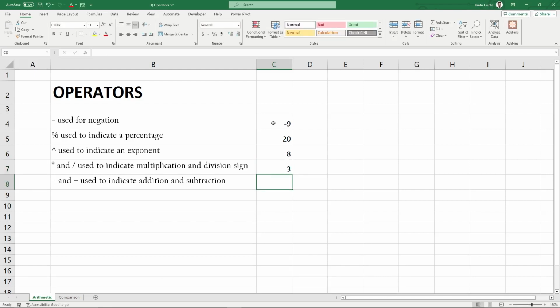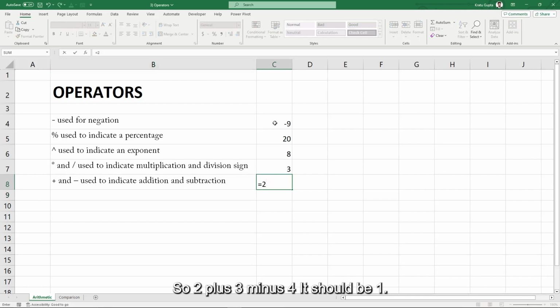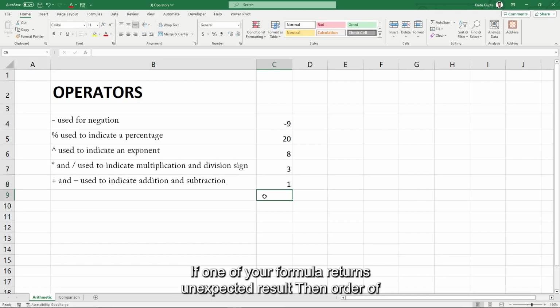And then the plus and minus signs are used to indicate addition and subtraction. So 2 plus 3 minus 4 should be 1. If one of your formulas returns an unexpected result, then order of operations and parentheses are a great place to start looking.